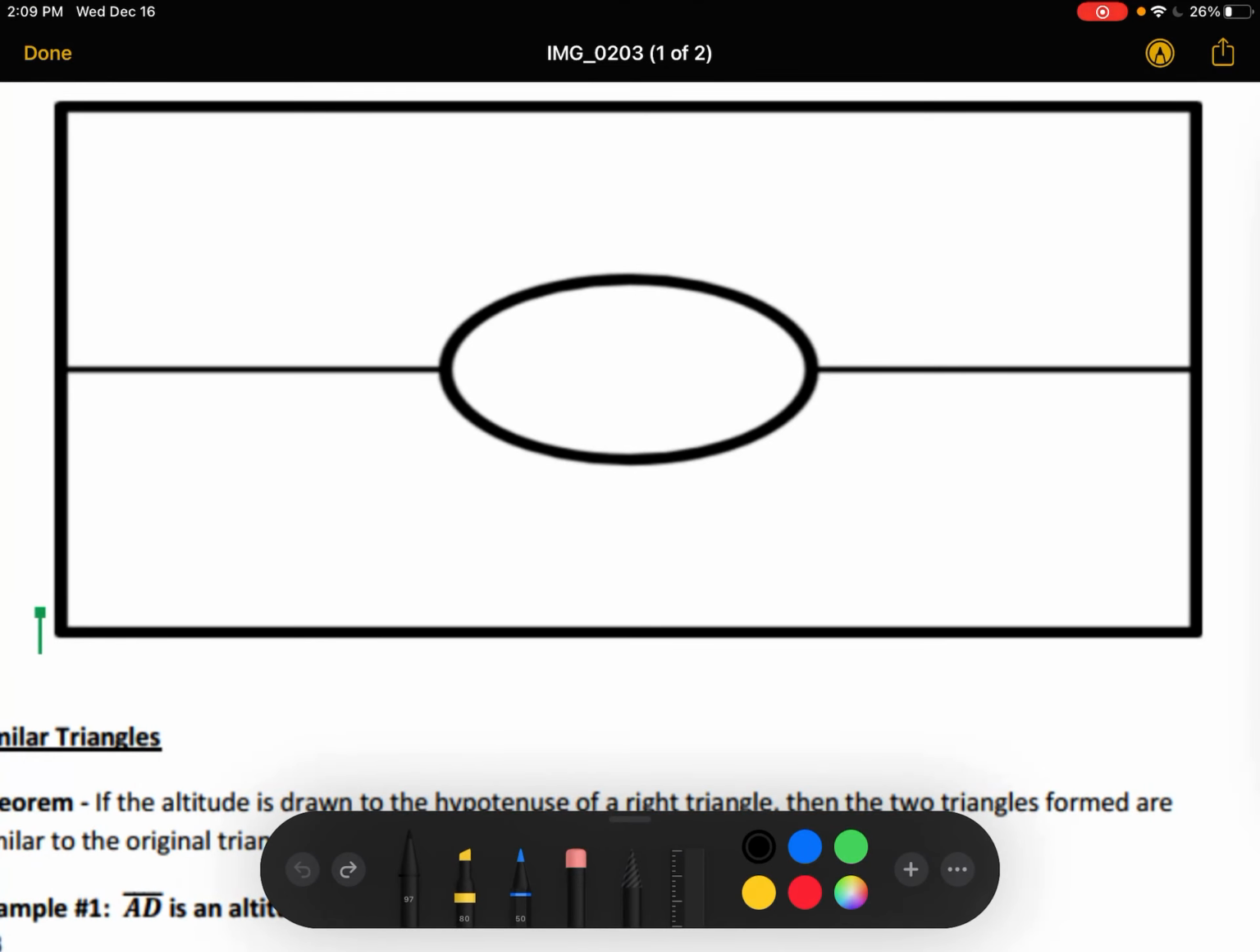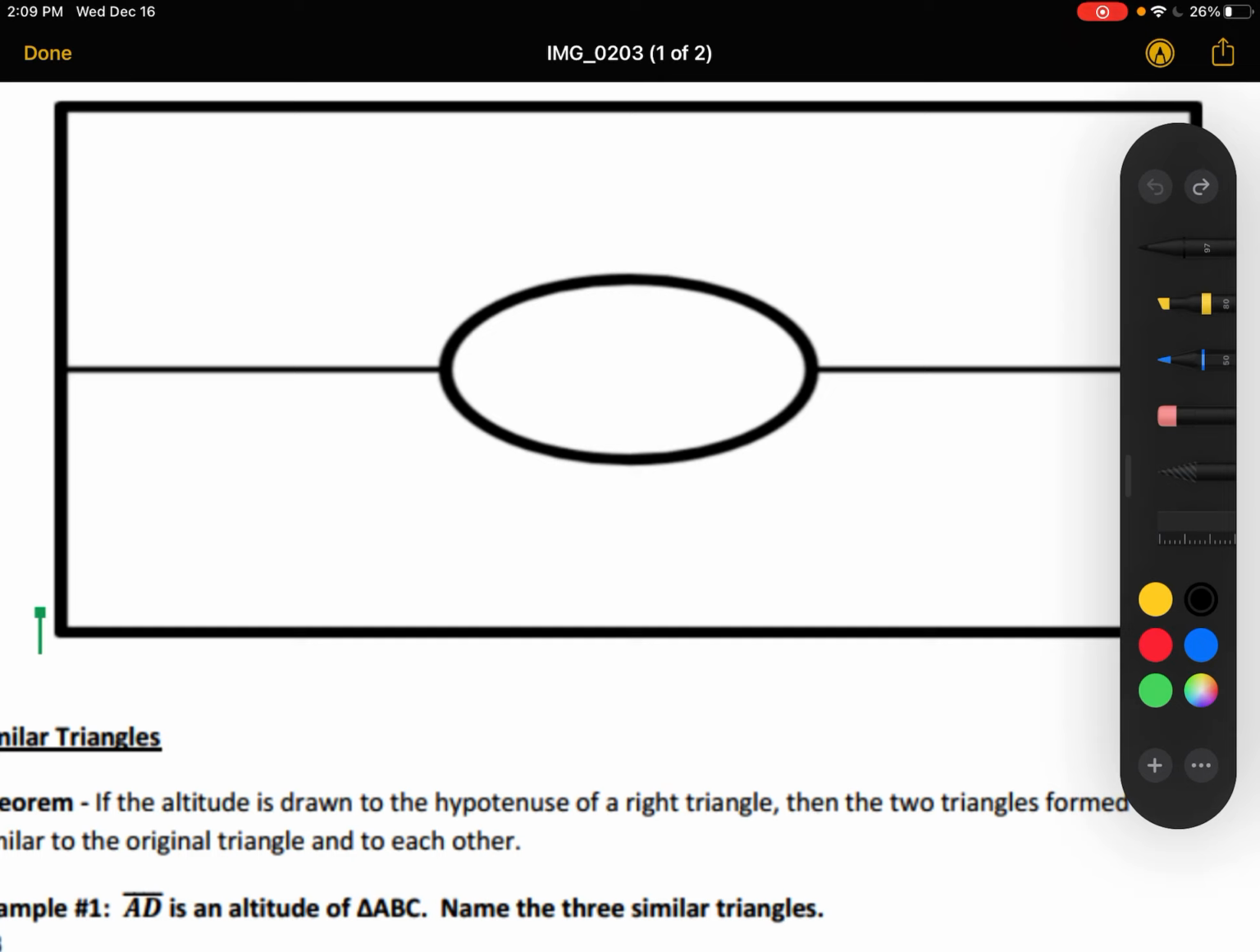Hi everybody and welcome. Today we're going to be talking about right triangles and some theorems that we can apply to these right triangles. So to start off, our definition is actually just going to define some of the parts of those right triangles.